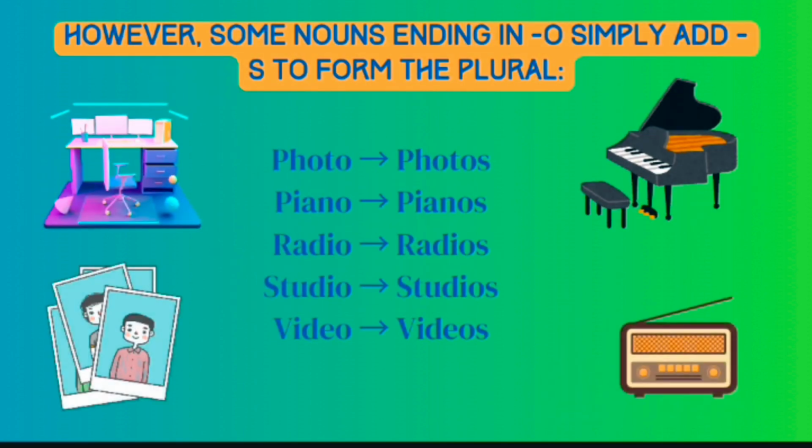However, some nouns ending in O simply add S to form the plural. Now again we see some exception here. So there are some words again which, though they end with O, do not take up the previous rule. They simply add an S and it gets converted to its plural form, like photo to photos, piano, pianos, radio, radios, studio, studios, video, videos.